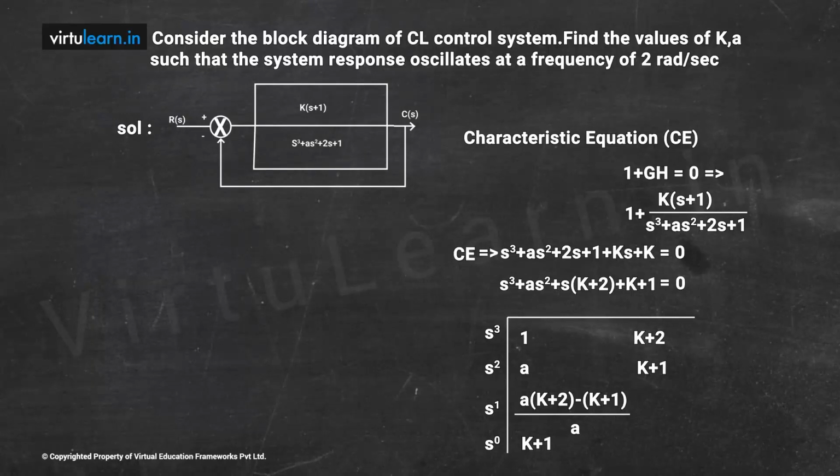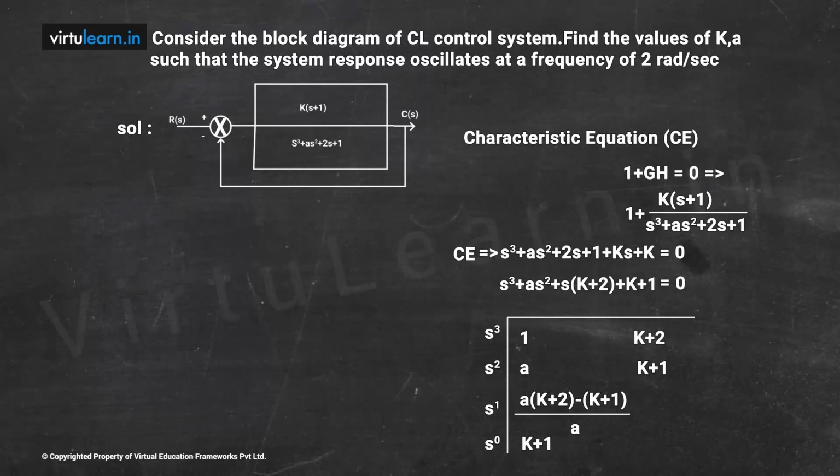Now the characteristic equation is 1 plus G equal to 0. When you simplify it, you will get s cube plus a s square plus s into (K plus 2) plus (K plus 1) equal to 0. This is a third order equation, and for this third order equation there are two variables K and a. With these variables K and a, I will form my Routh array.